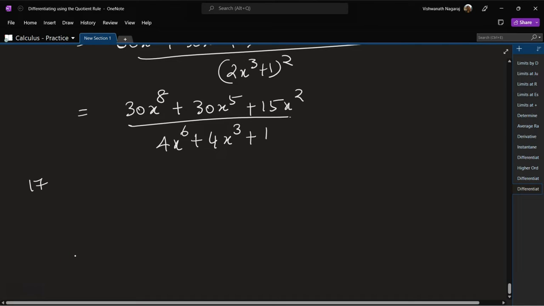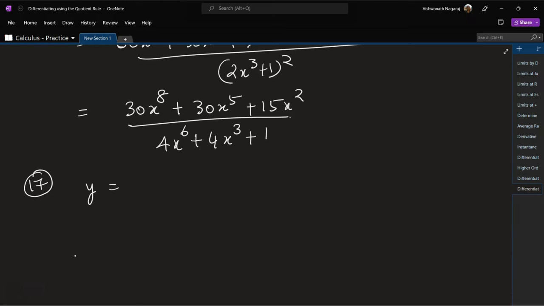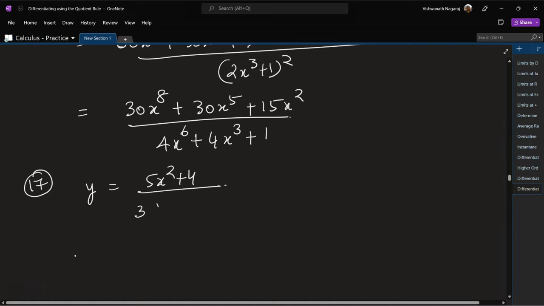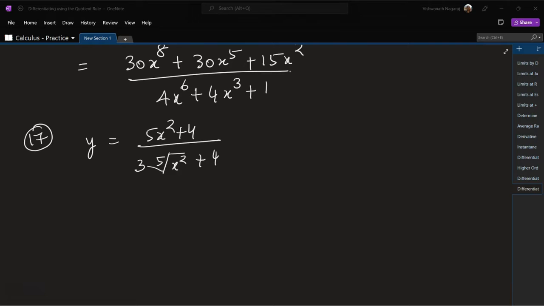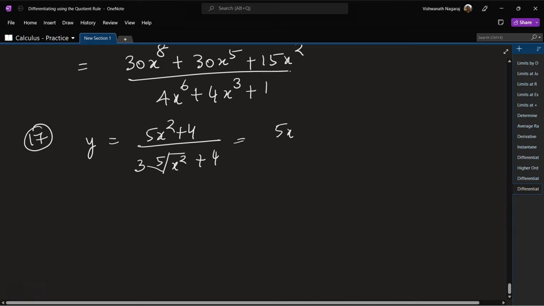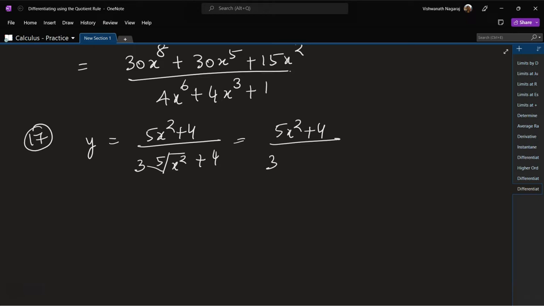Now let's look at the 17th one. Y is equal to (5x square plus 4) by 3 times the fifth root of (x square plus 4). Okay, we know this can be written as (5x square plus 4) by 3 times (x to the power of 2 by 5 plus 4).